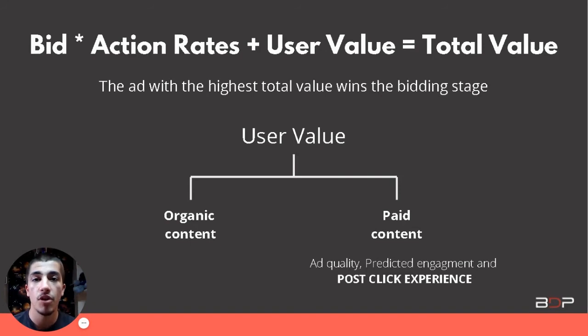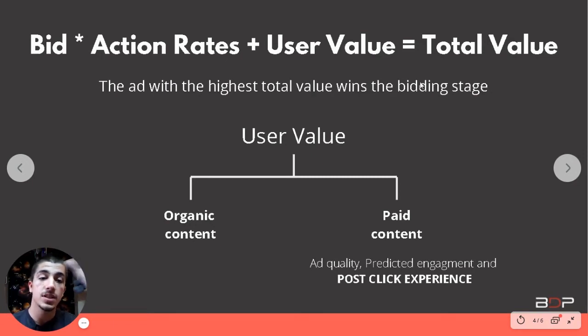Now, the winner of that bidding and competition is not always the one who pays the most money. It's actually the one who has the biggest total value. As you can see on the screen, total value is what the Facebook algorithm uses to know who is the winner of the bidding stage. This is the formula: bid times action rates plus user value equals total value. The ad with the highest total value wins the bidding stage.